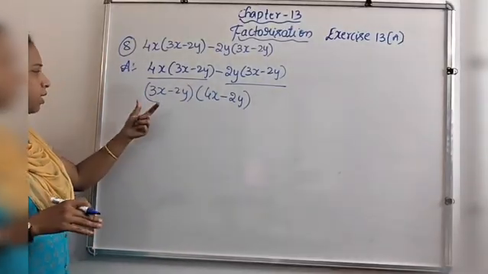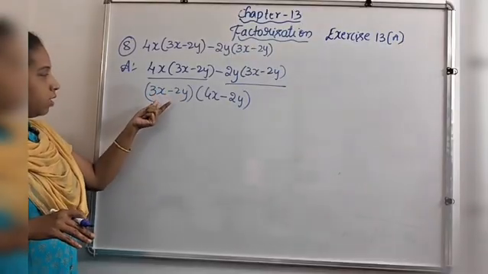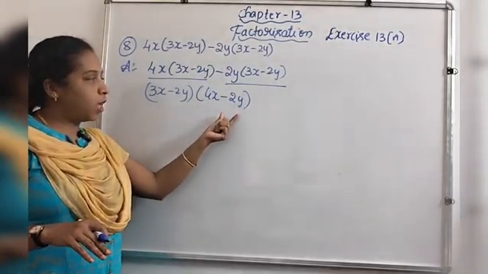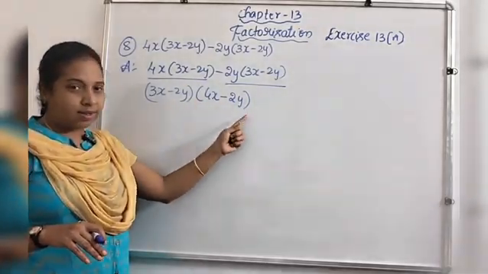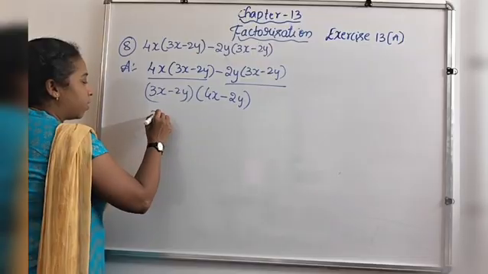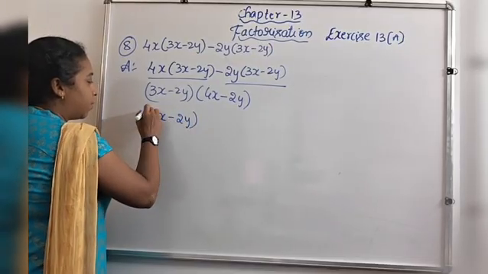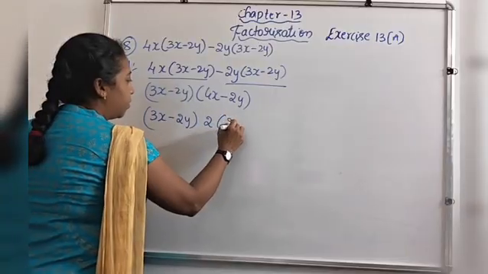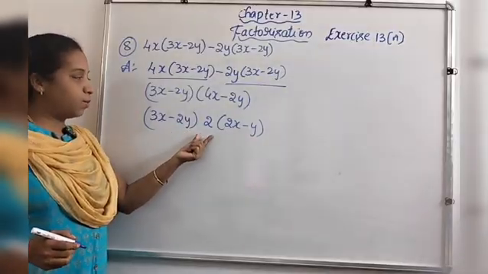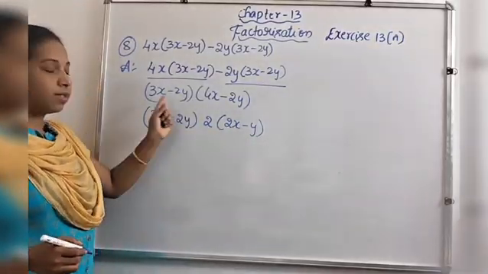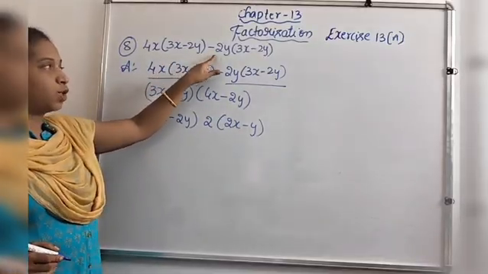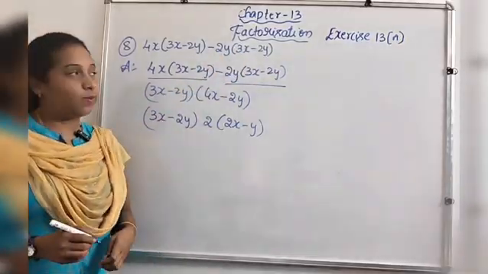So let's get into this 3x minus 2y. You will not find any common here, right? Okay. 4x minus 2y. Do you find any common here? Yeah, 2 is a common, no? So 3x minus 2y into 2 into 2x minus y. So these are the factors of 4x into 3x minus 2y minus 2y into 3x minus 2y.